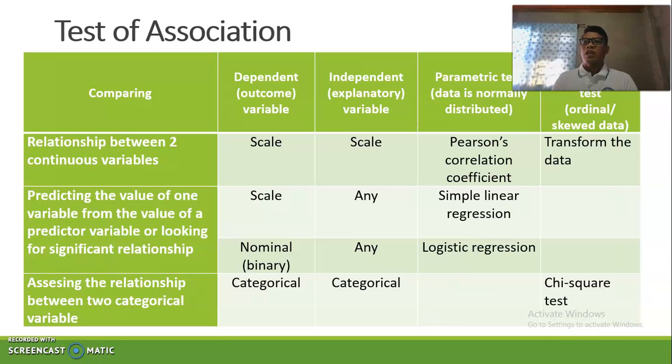Is there a relationship between your height and your weight? Since height is a scale variable and your weight is also a scale variable, both are quantitative variables, then we make use of the Pearson's correlation coefficient. On the other hand, if the data are not scaled, they are qualitative data, then we make use of the chi-square test if both are qualitative data. And we have to take note that the chi-square test is a non-parametric test.